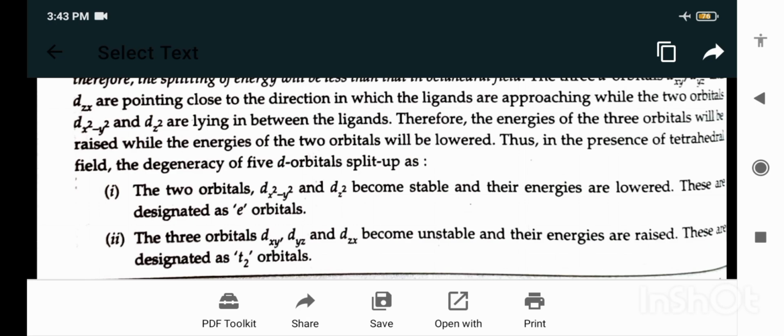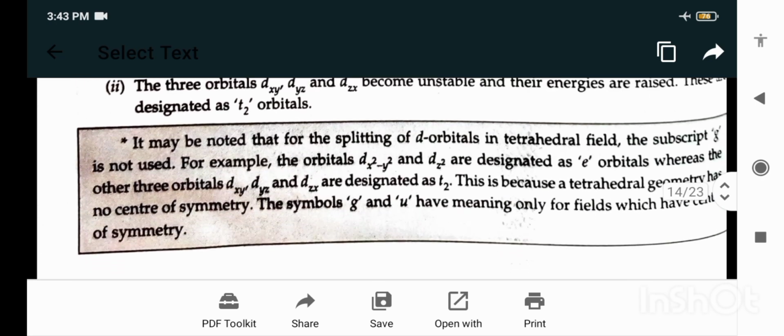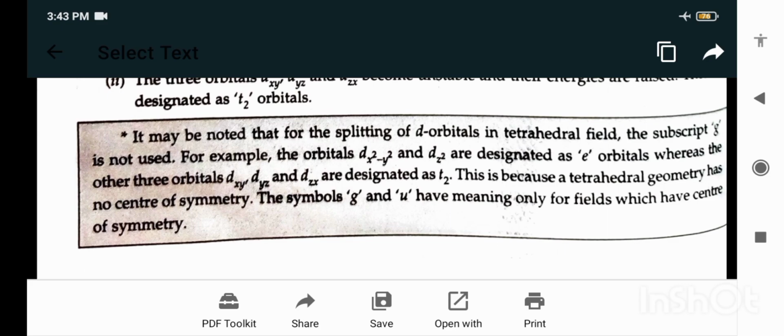These are designated as e orbitals. The three orbitals dxy, dyz and dzx become unstable and their energies are raised. These are designated as t2 orbitals. It may be noted that for the splitting of the d orbitals in the tetrahedral field, the subscript g is not used. For example, the orbitals dx² minus y² and dz² are designated as the e orbitals, whereas the other three orbitals dxy, dyz and dzx are designated as t2.